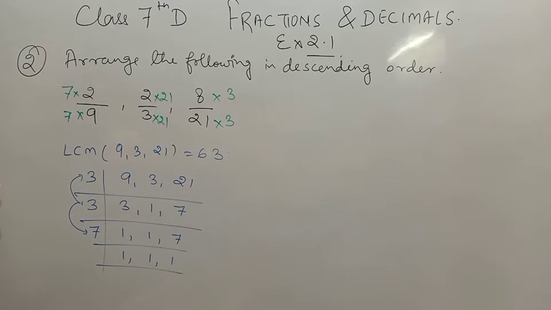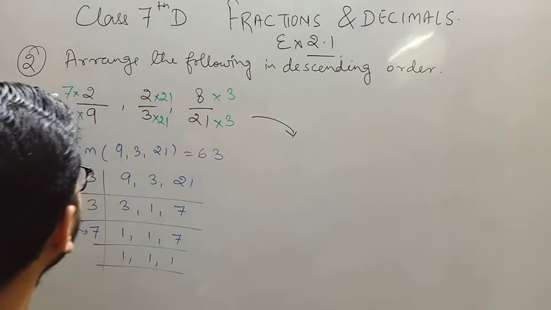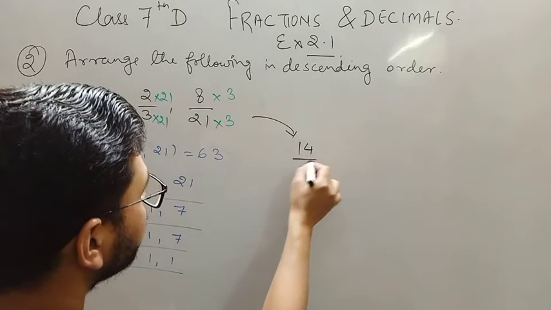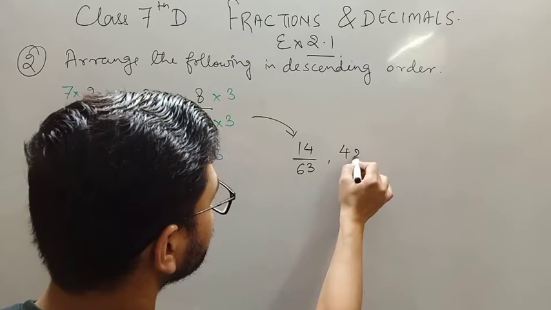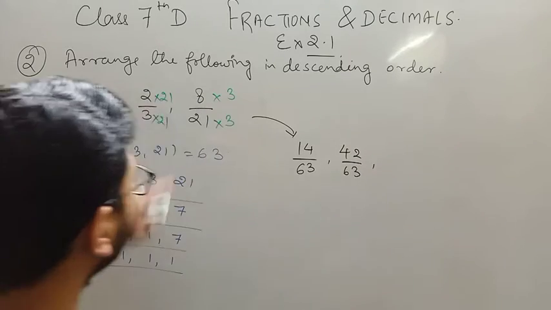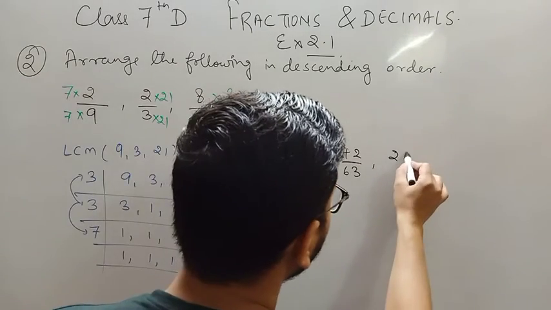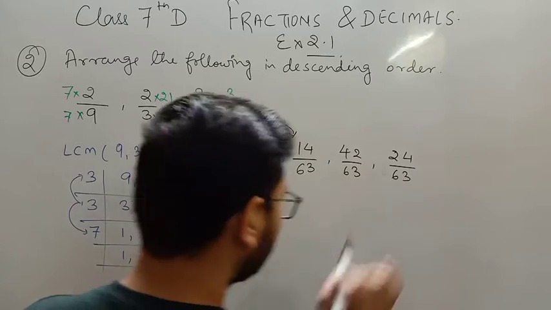Now the fractions become 7 2s are 14 divided by 63, 2 2s are 4, 2 1s are 2, divided by 63, 8 3s are 24 divided by 63.